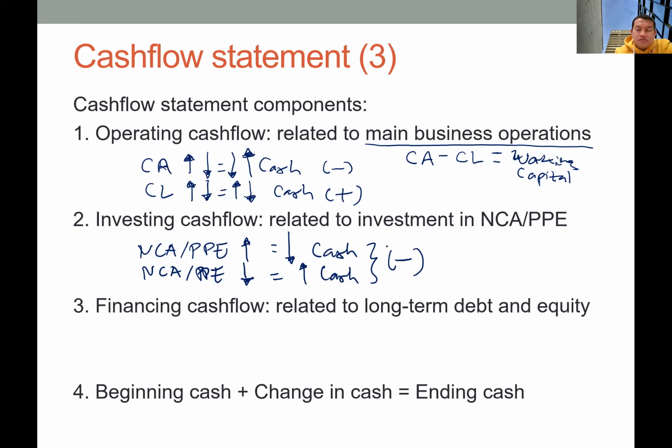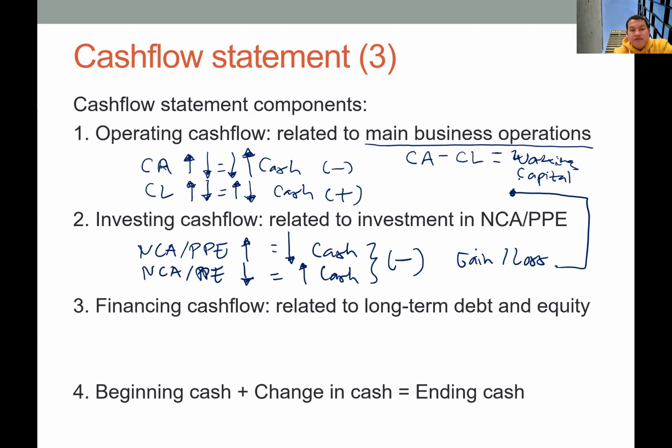Okay, but you have to be careful with gain or loss. When the company disposes some PPE or non-current assets, they always have a gain or loss, right? So we don't report this gain or loss in the investing section. Instead, we report it in the operating section. So the gain or loss will be reported under the operating cash flow section.